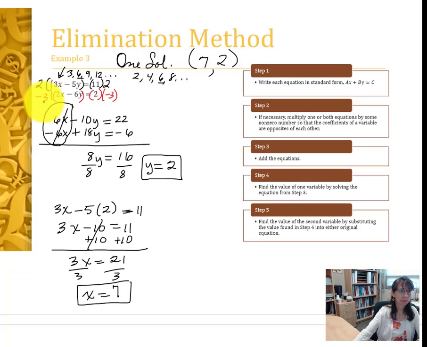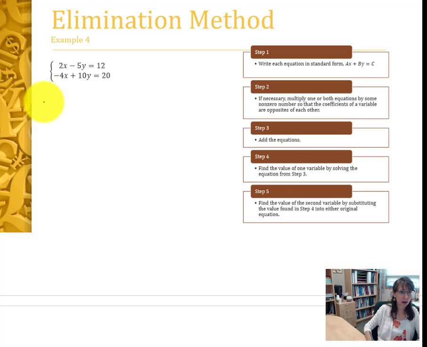Let's try another example. Here we have 2x minus 5y equals 12 and -4x plus 10y equals 20. So if I start by looking at the x column, 2 added to -4 doesn't make 0. -5 added to 10, that doesn't make 0 either. So I'm just going to start with x. Could I multiply 2 by some factor to make the opposite of -4? In other words, how can I change 2x into 4x?